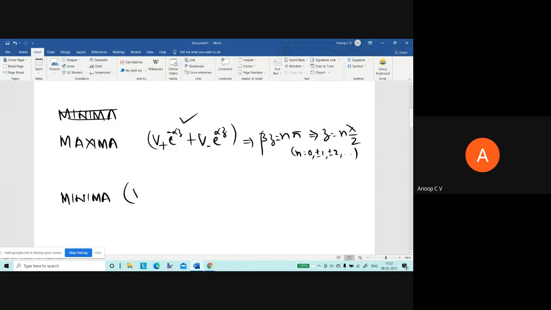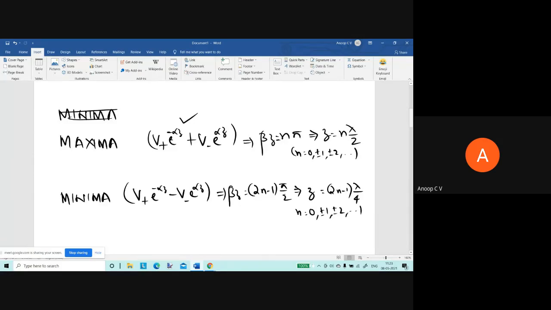the value was V plus e power minus alpha z minus V minus e power alpha z, and it occurred for all beta z equal to 2n minus 1 times pi by 2, or else you can easily show that this occurs for z equal to 2n minus 1 times lambda by 4, where again n is equal to 0, plus or minus 1, plus or minus 2, etc.